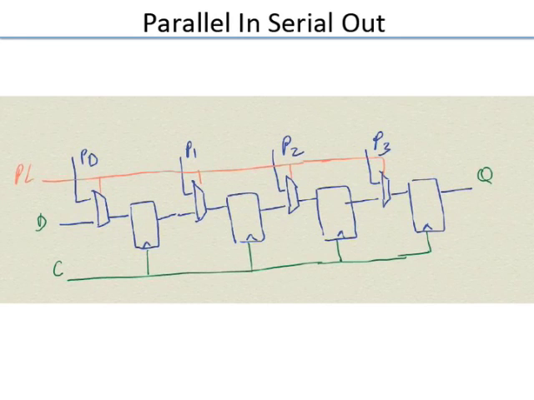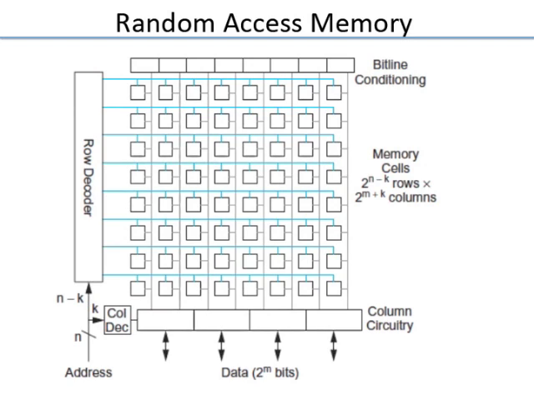So parallel in, serial out, pretty straightforward again. You have P0 to P3 coming in, and you have this load control signal which sets the mux to take the data from the parallel input port. So in one cycle you take the data from the parallel input port, and then in the subsequent cycles you set the mux to point to the shifting path. Then you shift out the data. So that was serial memories, right?